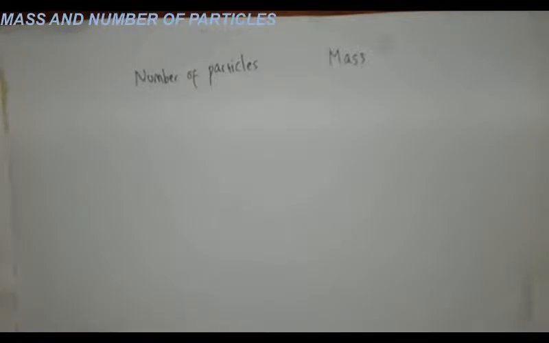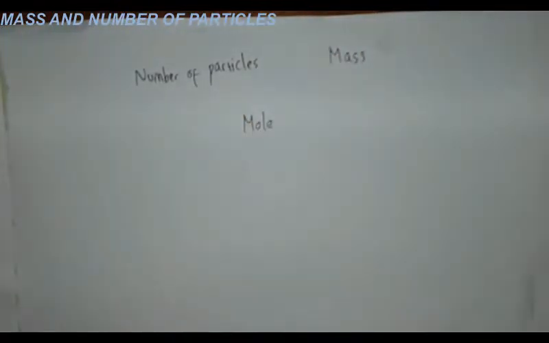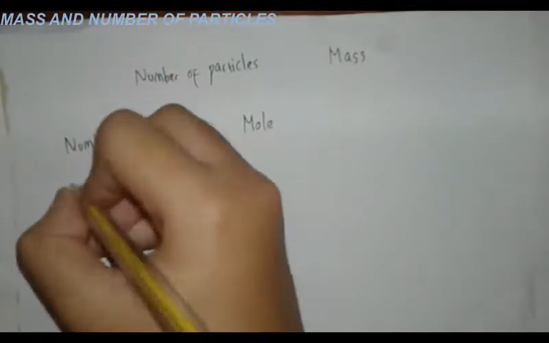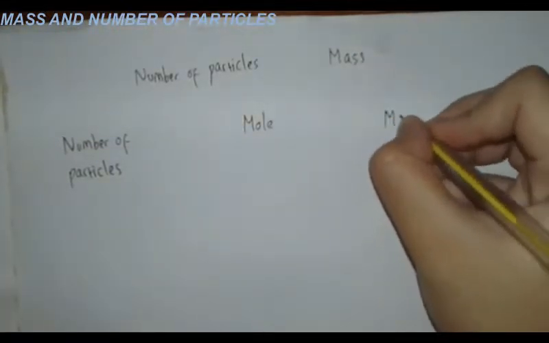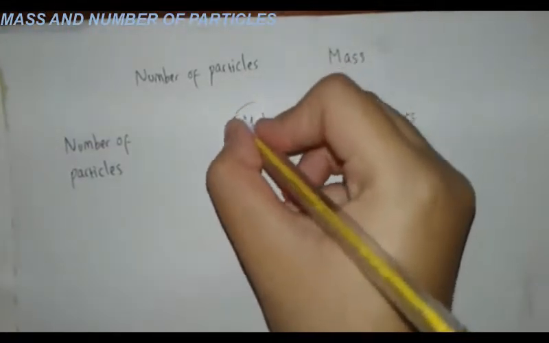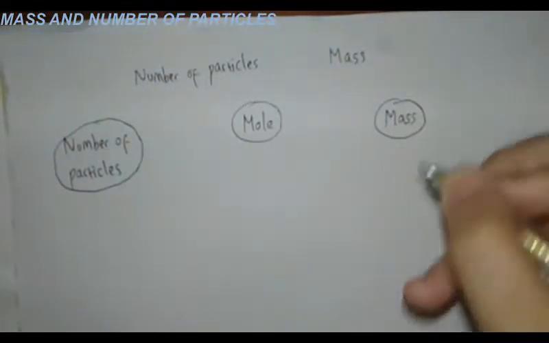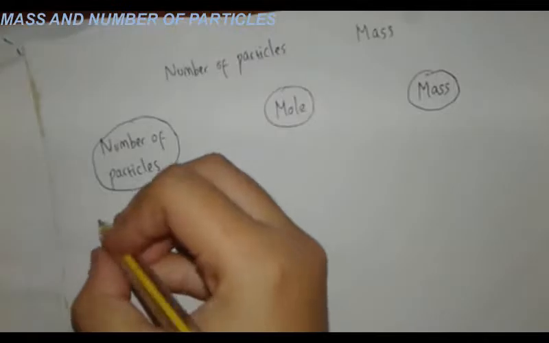So this time I want to tell you about the example of the number of particles and mass. To remind you again, this is mole, and the left side is the number of particles, and the right side is mass. Okay, so these three things are what we are going to explain now. The first example is just like this.